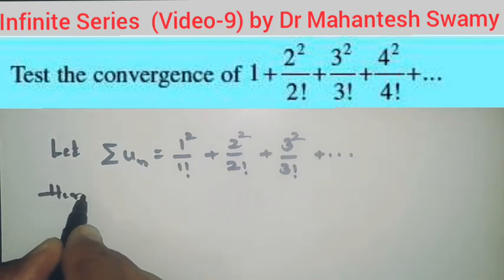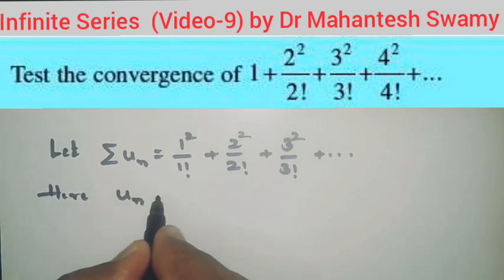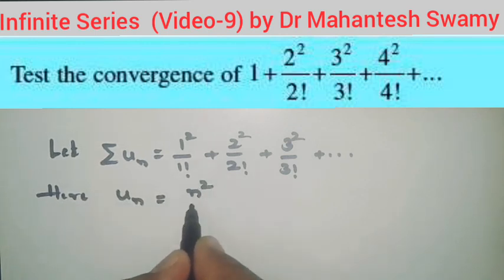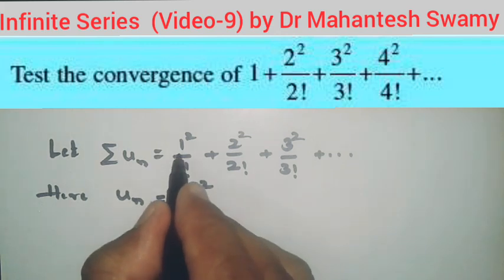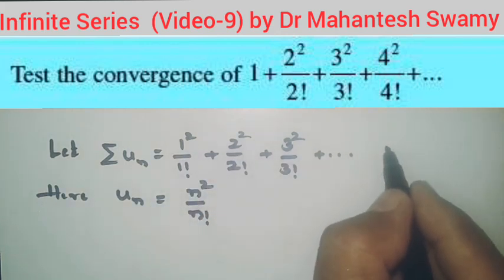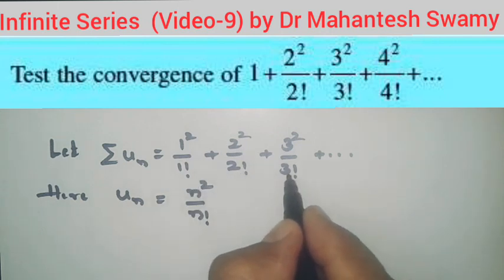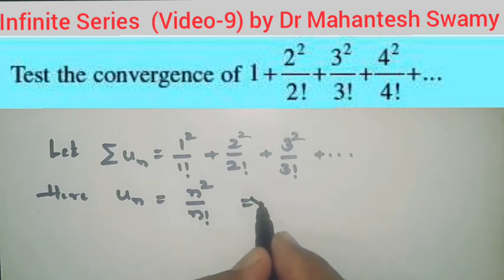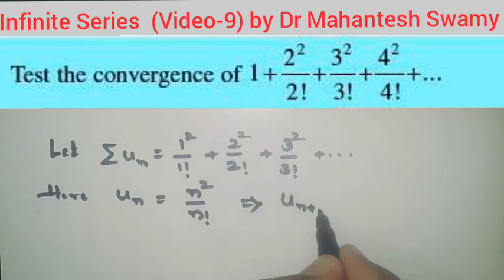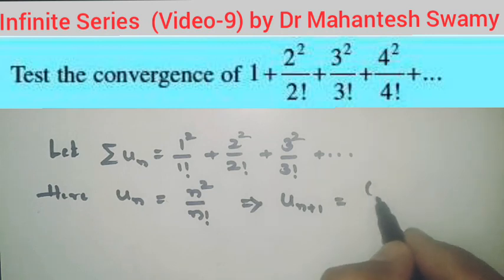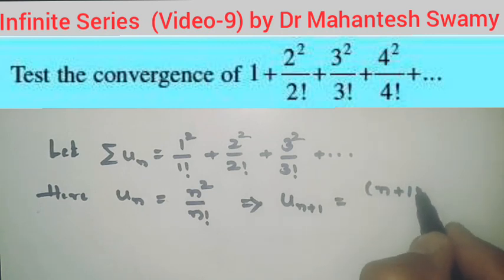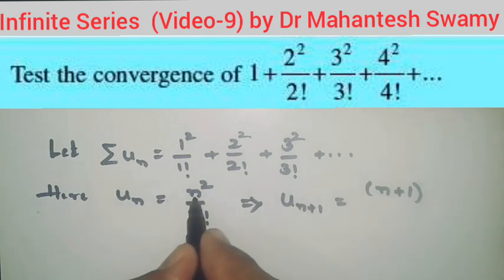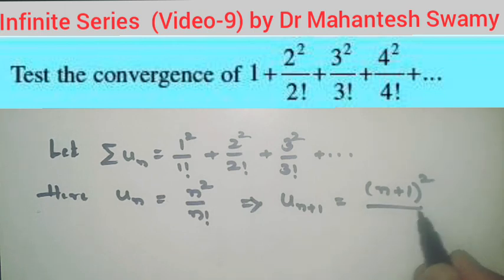Here directly by looking at the terms we can conclude that the nth term is n square by n factorial. It is very, very simple. 1 square, 2 square, 3 square, in general n square. 1 factorial, 2 factorial, 3 factorial, in general n factorial in the denominator. So after having this, we have to go for finding u_{n+1}. So u_{n+1} can be found by taking n equal to n plus 1 in u_n. In u_n, wherever n is there, let us write n plus 1. So it is (n plus 1) whole square, divided by (n plus 1) factorial.